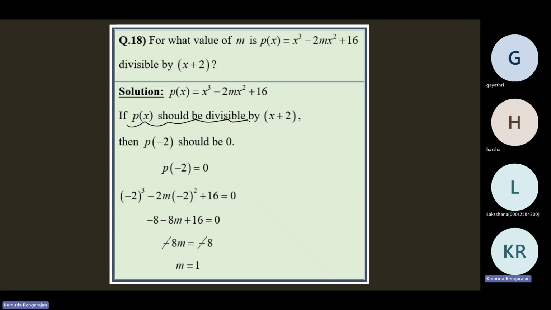If p of x should be divisible by x plus 2, the remainder should be 0. That means p of minus 2 should be 0. So p of minus 2 is equal to 0. This is an equation. So in p of x, wherever there is x, use minus 2. Work and find the value of m.